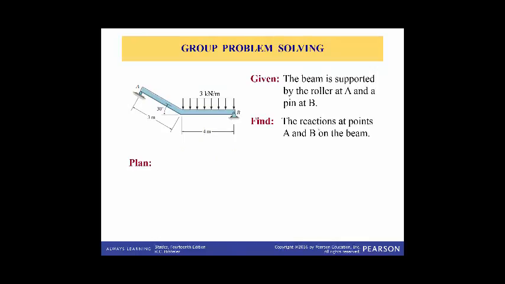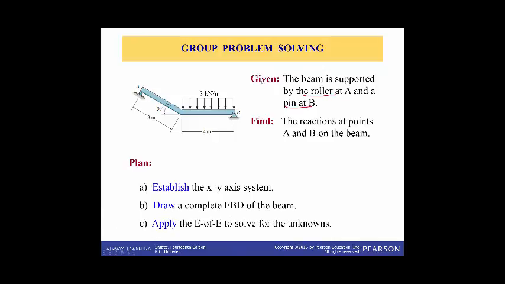You have the beam supported by a roller at A and by a pin at B. So this is very important that it describes what. So you need to show what are the reactions at point A and at point B. And of course, you have to establish an X, Y coordinate system and then draw a complete free body diagram of the system and apply the equations of equilibrium.